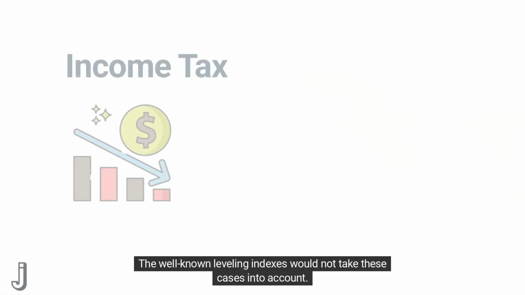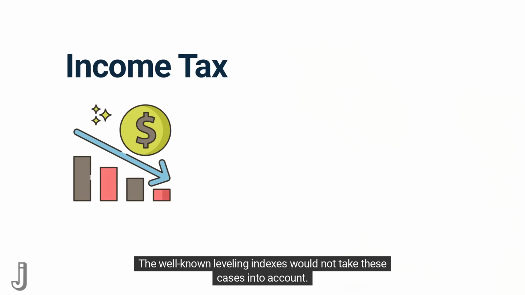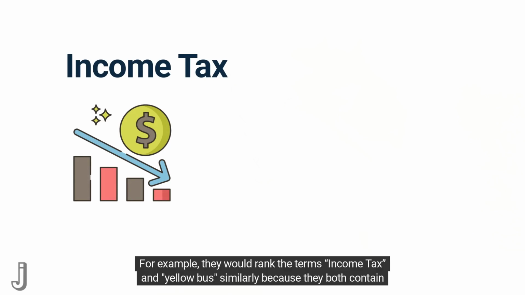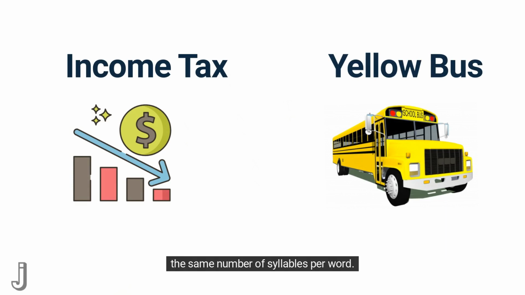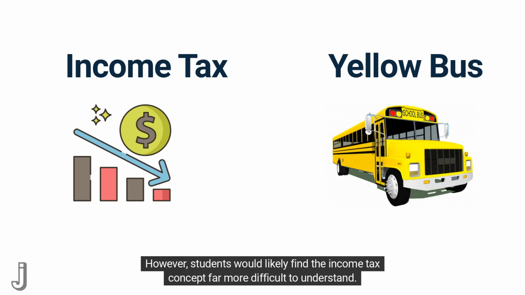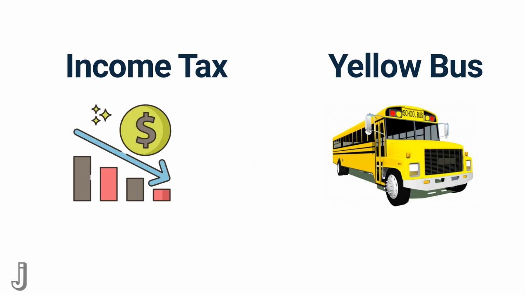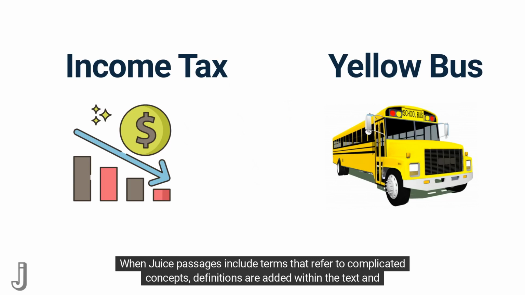The well-known leveling indexes would not take these cases into account. For example, they would rank the terms income tax and yellow bus similarly because they both contain the same number of syllables per word. However, students would likely find the income tax concept far more difficult to understand. When JUICE passages include terms that refer to complicated concepts, definitions are added within the text, and the number appearing in a story is limited.